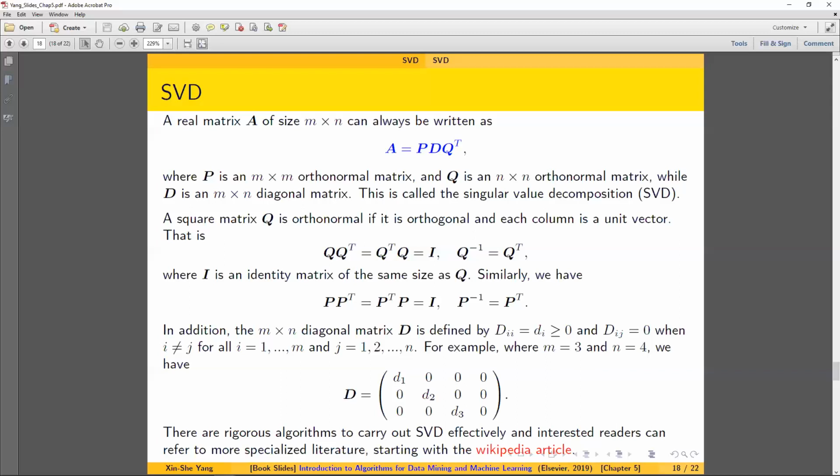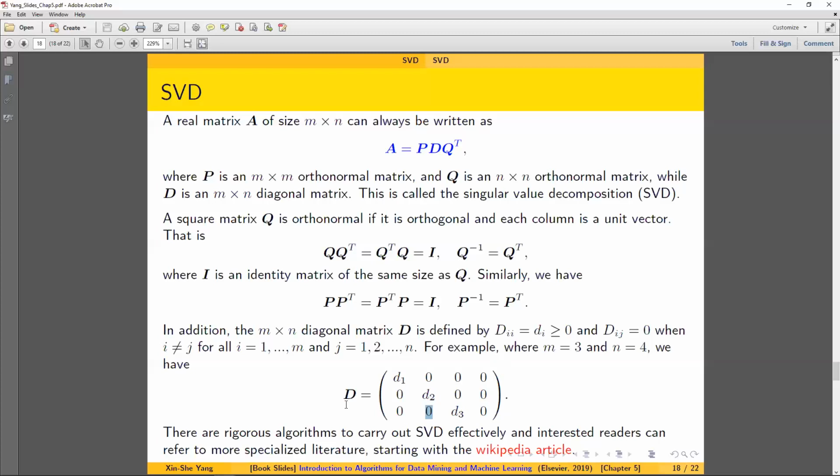And the other thing you should know is for an m by n diagonal matrix D, when m is not equal to n, then we define it such that d_ii is equal to d_i, and if i doesn't equal j, then they would be set to 0. So you can see from this matrix, d1, d2, d3, but the rest of them would be 0, because it's really not a square matrix in this case for this D. This is just some special situation that you should be aware of.